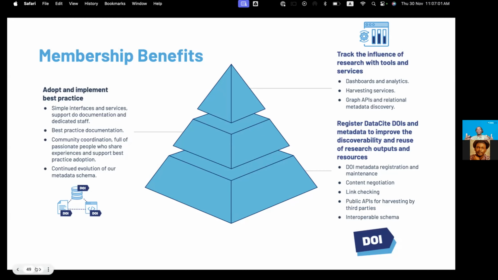We continue to evolve, and our metadata also is evolving. We track the influence of research with tools, and you are not going to pay for it. We have dashboards and analytics that you can make available on your website directly. With that, once you're a member, you don't need to pay an additional fee. You can have a lot of harvesting services, and we have graph APIs that can help you create relational metadata discoveries. Register DataCite DOIs and metadata to improve the discoverability and reuse of your research output and resources.